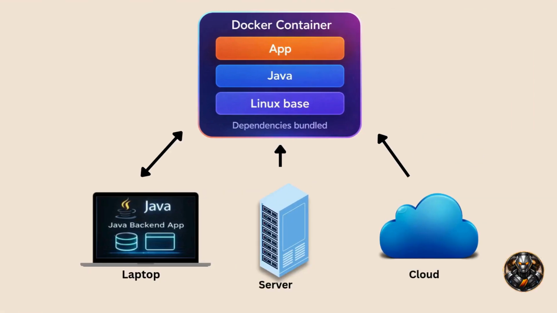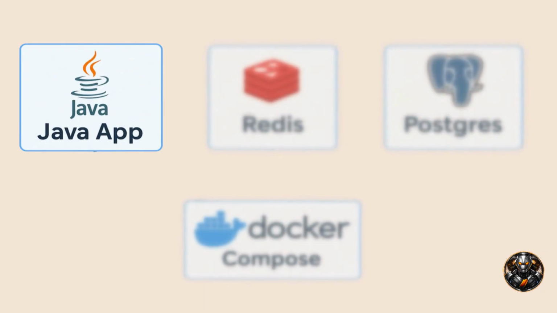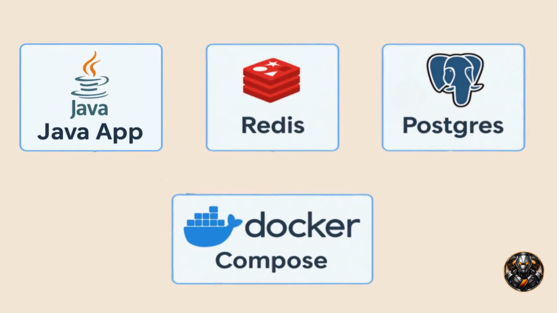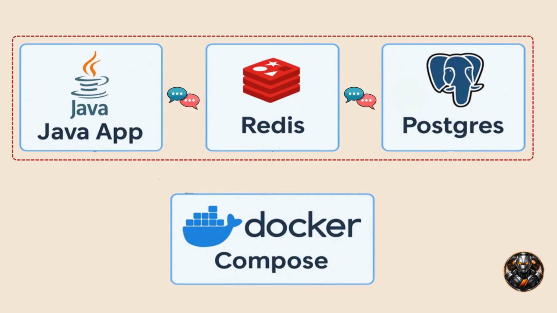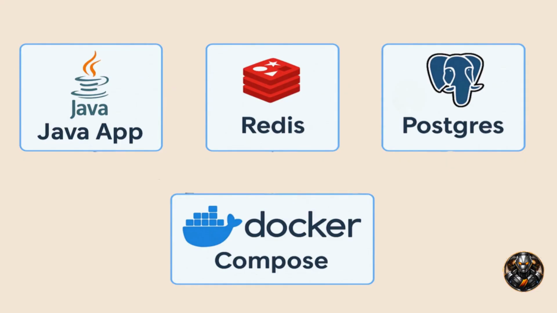Let's go back to that Java backend example. Now, imagine your app also needs Redis for caching and PostgreSQL for the database. With Docker, you can run all 3, your app, Redis, and Postgres, each in its own container. They talk to each other like they're running on the same machine, but they are completely isolated. You can even use something called Docker Compose to define how all these containers work together. So, you can bring up your entire environment with a single command.